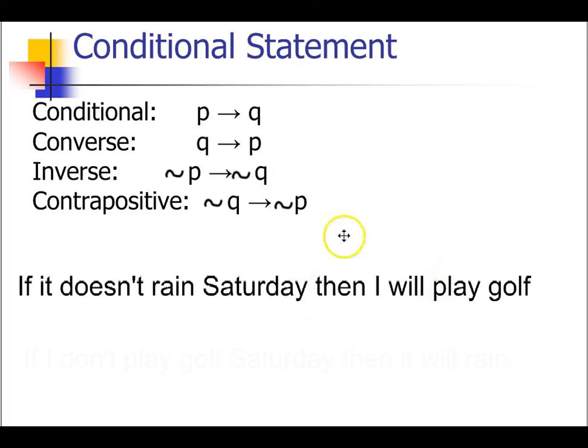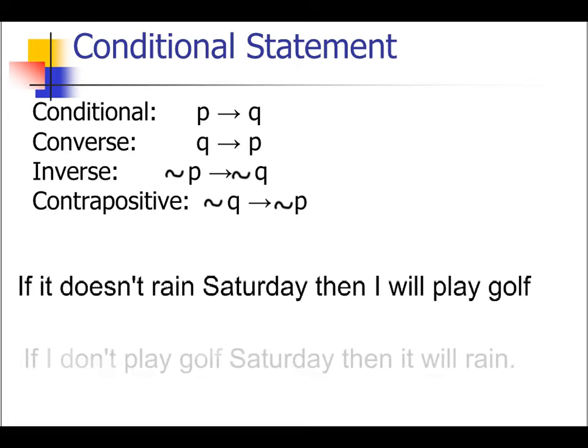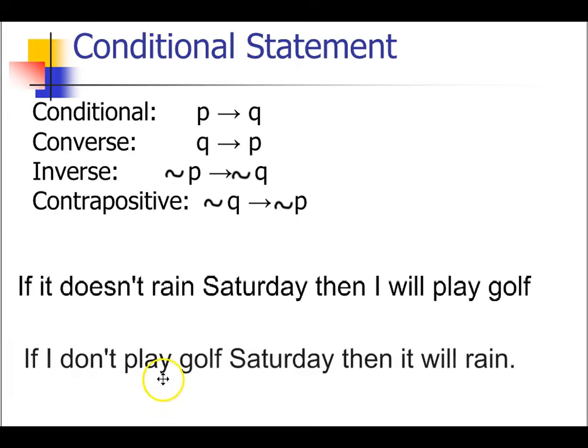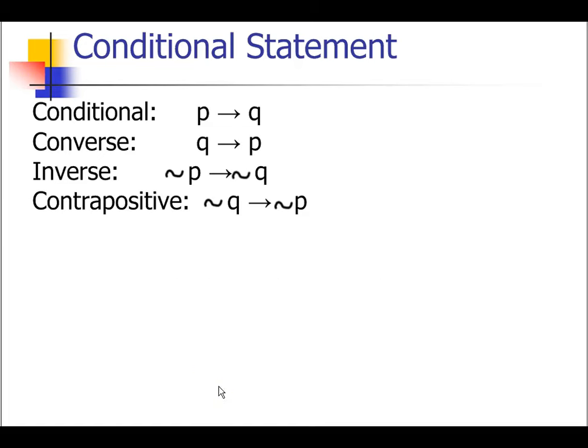Well, if I switch the hypothesis and conclusion and negate them both, and then work the language a little bit so it makes sense, you should come up with something that reads like, if I don't play golf Saturday, then it will rain. That's a negation of the conclusion and a negation of the hypothesis, and they've switched places.